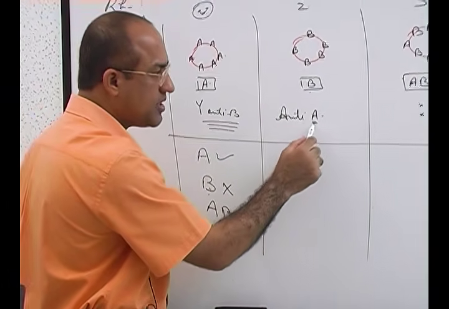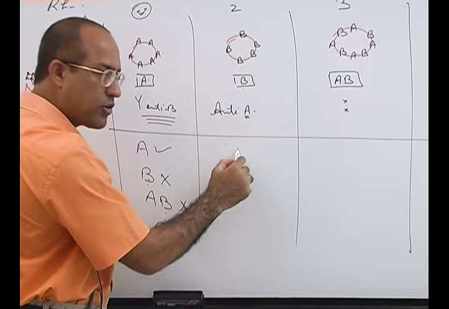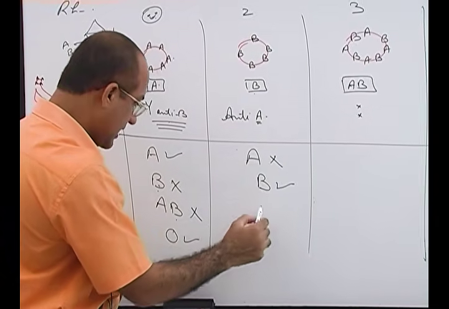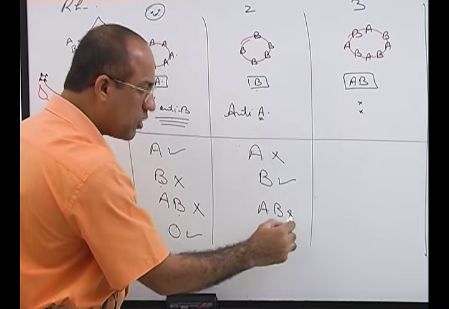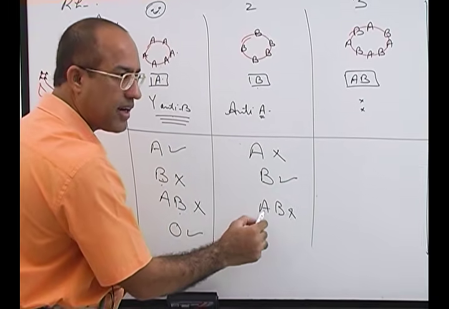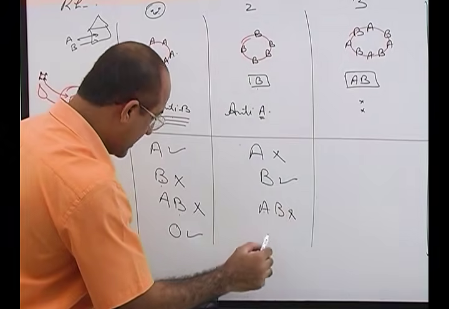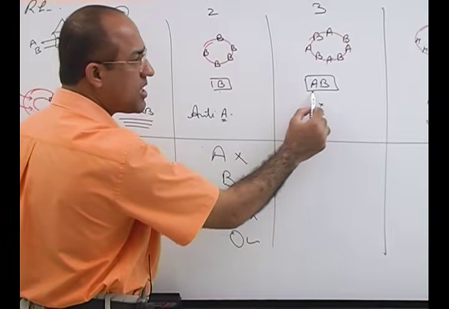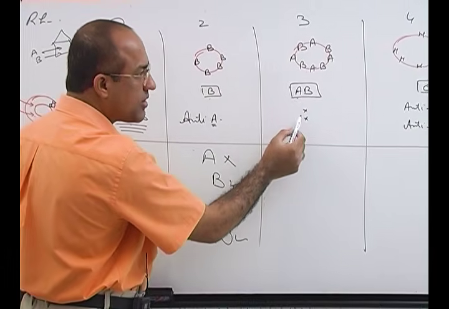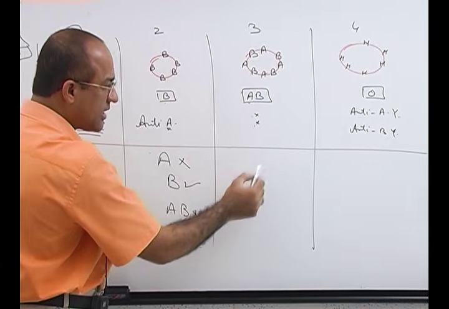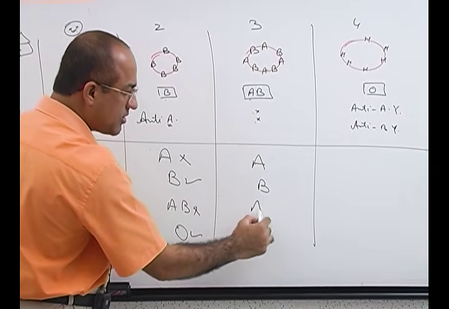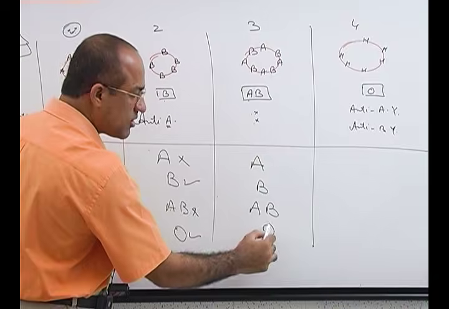Clear? Now we come to the person who has blood group B. He has which antibody? Anti-A. Can he get blood group A? No. Can he get blood group B? Yes. Can he get AB? No, because anti-A will destroy the A antigen. And can he get O? Yes. Now we come to the person with blood group AB. This person does not have any antibody, no anti-A, no anti-B. Can he receive blood group A? Yes. Can he receive blood group B? Yes. Can he receive AB? Yes. And can he receive O?